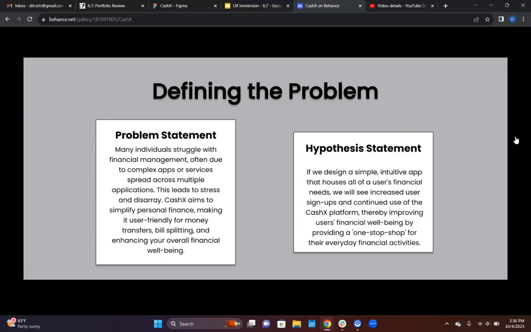So CashX aims to, again, simplify your finances, bringing together all of the different services and features you would want in your typical money management apps in one place. Our hypothesis is that if we design a straightforward, intuitive application that can house all of a user's financial needs, we'll see increased user signups, engagement, and continued use of the CashX platform, thereby improving users' finances in their day-to-day life and their financial well-being.